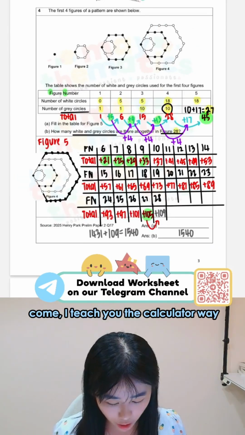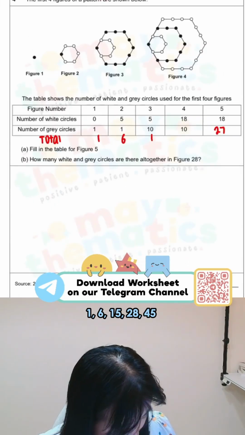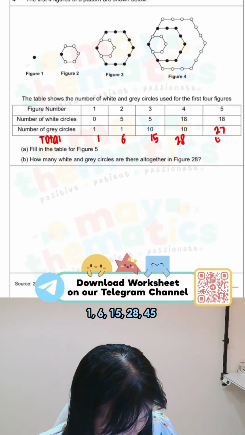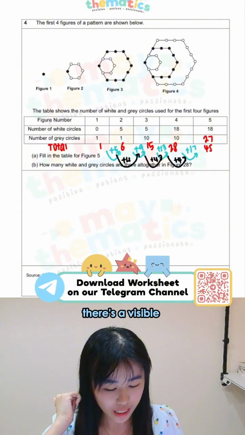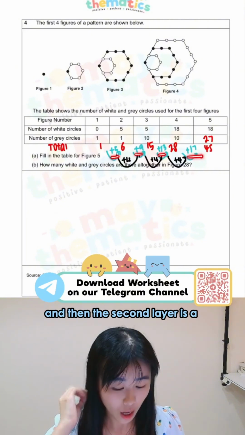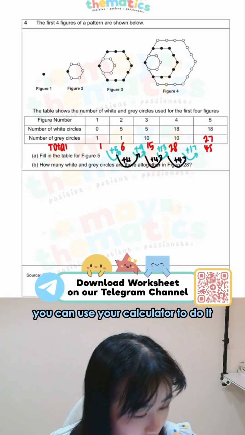Okay, come, I'll teach you the calculator way. Okay, ready? Just now, your total, you got 1, 6, 15, 28, 45. So whenever you see a question like this, whereby there are 2 layers involved, there's a visible increasing difference here. And then the second layer is a common difference. Okay, you can use your calculator to do it.